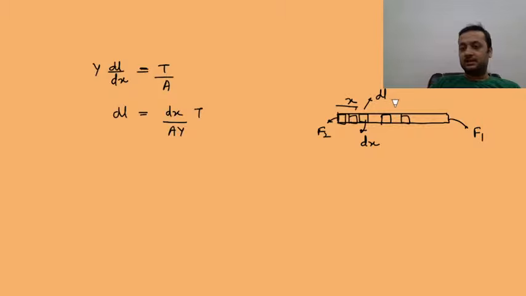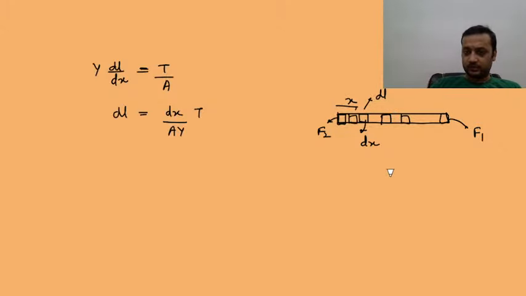So since tension increases linearly, hence the elongation also will increase linearly. That means for the leftmost part, the elongation will be minimum because the tension is minimum, whereas in this part, the elongation will be maximum since the tension is maximum. And the variation will be linear. This is a very, very critical analysis.